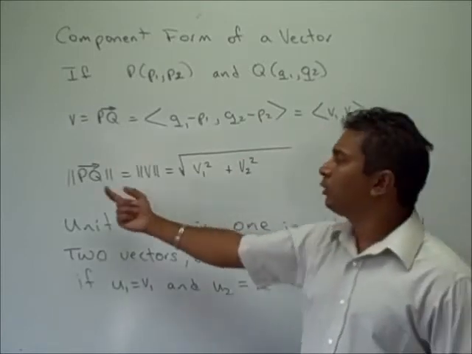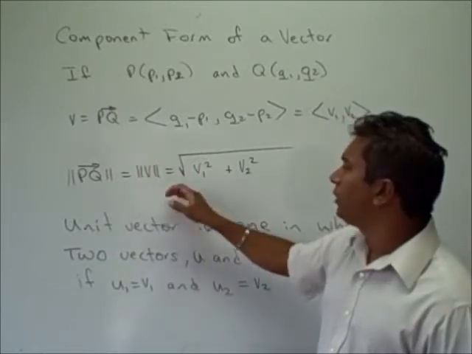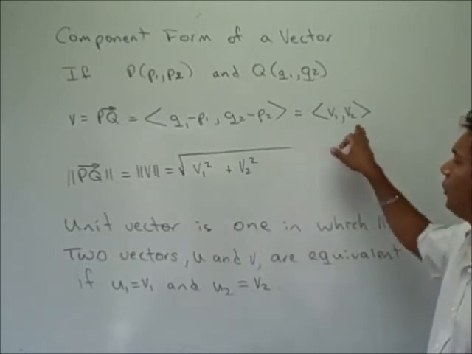Now to find the magnitude of PQ or V using the component form, it's just the square root of V1 squared plus V2 squared.